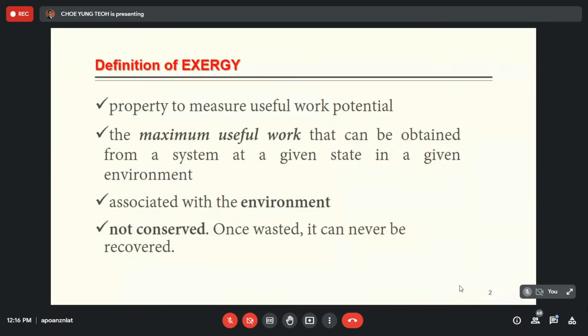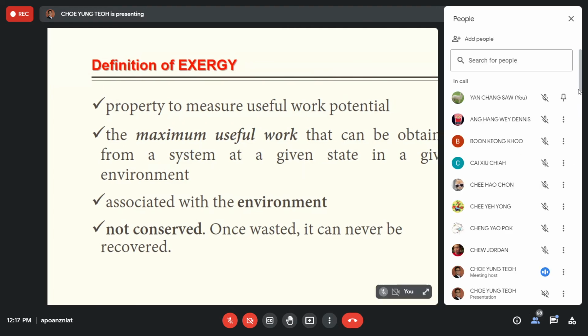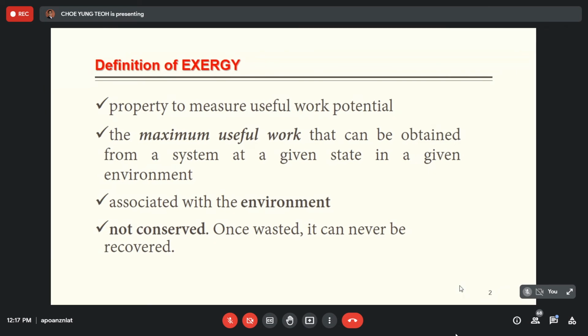So first, we talk about what is meant by Exergy. You see your title, you have Exergy and renewable energy for mechanical and mechatronics. Okay, so this Exergy, I think not many people use this word, but the idea is a property to measure the useful work potential. We don't use the word energy to measure the work potential because some of the energy cannot be converted to power due to some kind of environmental situation.